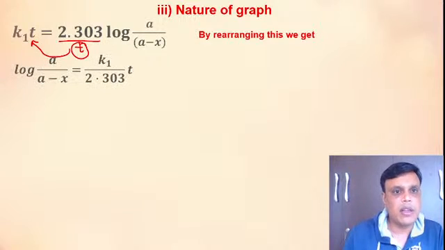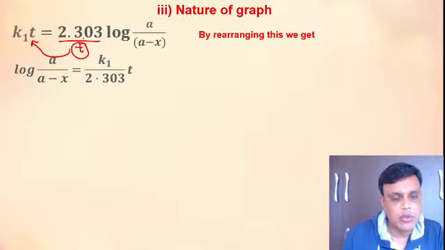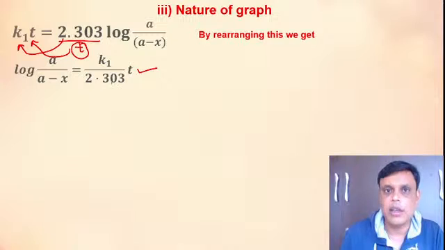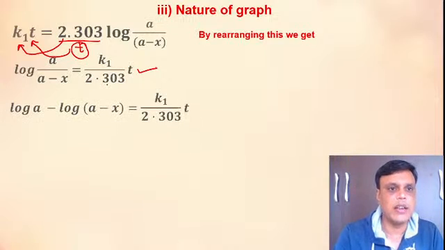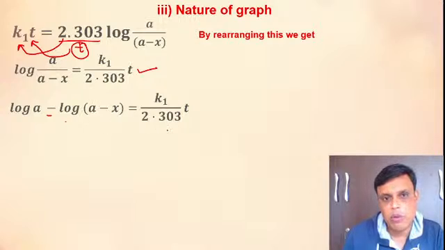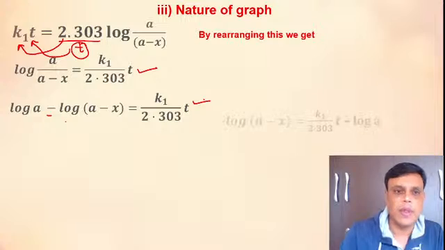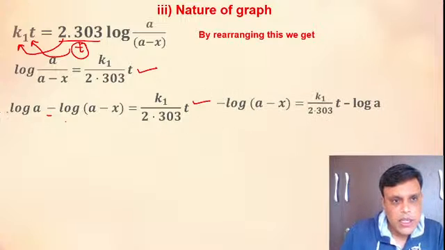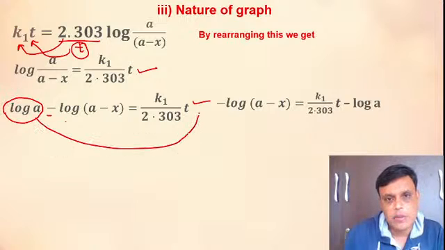We will get log a by a minus x. What we have is 2.303, which we have transferred to this side. So we will get log a by a minus x is equal to K1 by 2.303 into t. After rearranging we will get this equation. Okay? Then we will solve this: log a minus log of a minus x, which is equal to K1 by 2.303 into t. Then we will transfer this log a to this side.